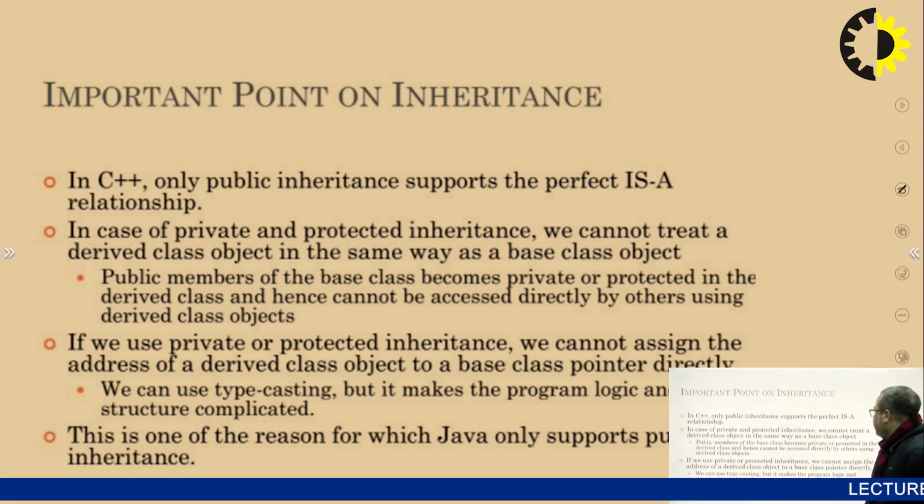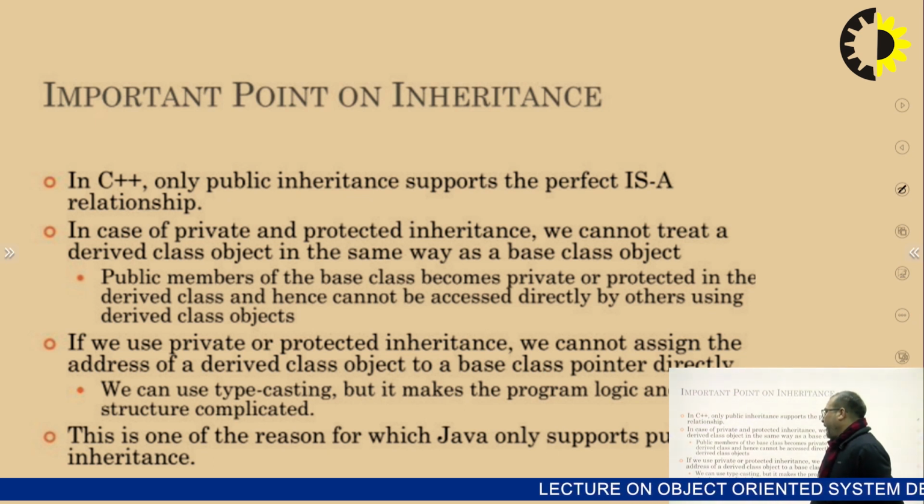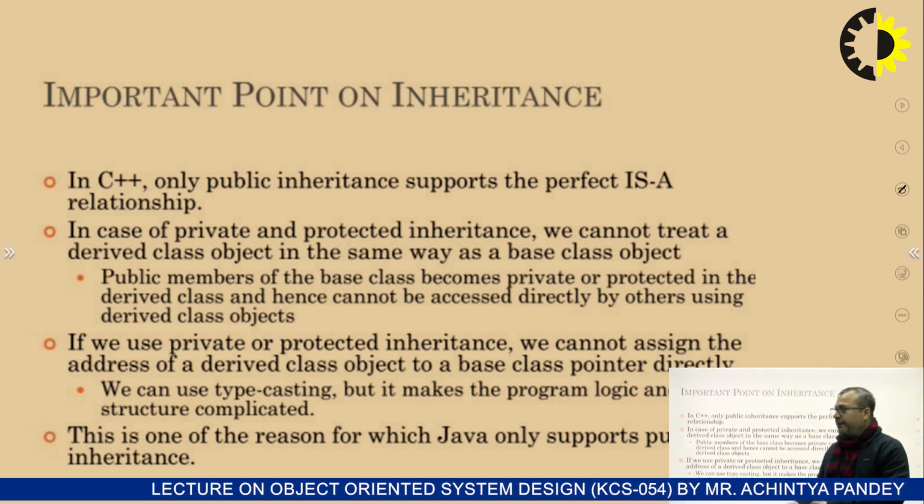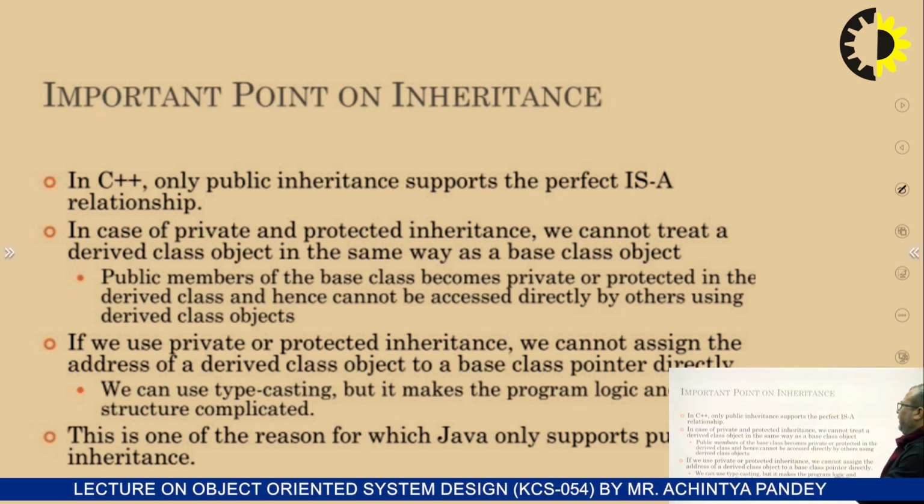Public members of the base class become private or protected in the derived class and hence cannot be accessed directly by others using the derived class object. If we use private or protected inheritance, we cannot assign the address of a derived class object to a base class pointer directly. We need to typecast. Okay, so this is some important point of inheritance you should know.